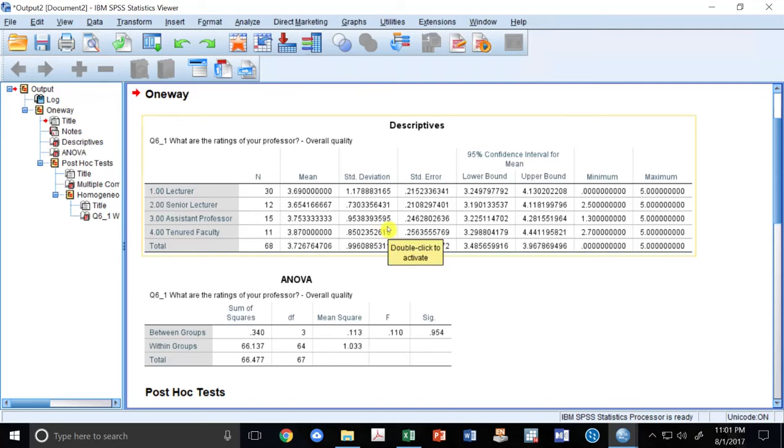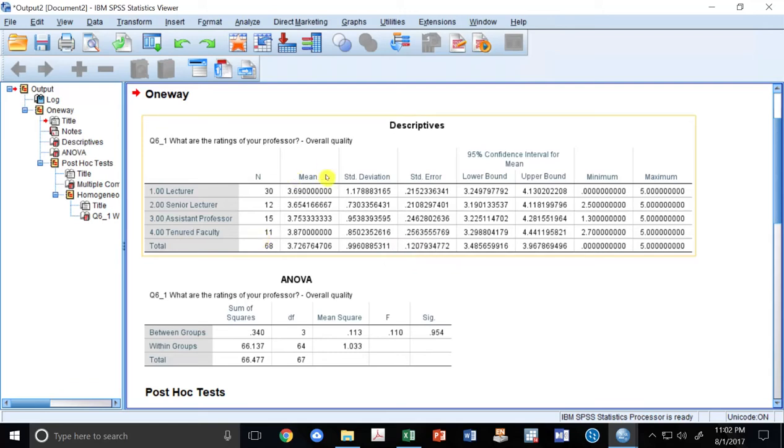And here's our output. So here's our results. Let's take a look at what this means real quick. For some reason, SPSS is set to a lot of decimals. I'm not sure why. But you can see here our sample size. So we have 30 lecturers, 12 senior lecturers, 3 assistant professors, and 4 tenured faculty. I guess I truncated those, so tenured faculty would be associate professors and full professors. Essentially anybody who's been teaching at the university for more than 6 or 7 years.